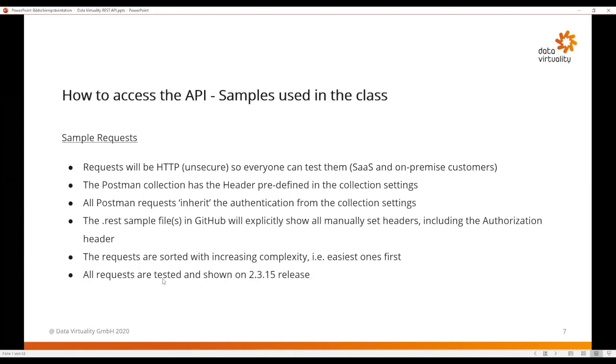Yeah, all my requests have been tested, and I'm showing them now on a 2.3.15 release. The API has been around for quite a while, so I'm pretty sure it's going to work for your particular release as well. If you're not sure, just give us your release name, and then maybe we can find it out. Or even better, upgrade to the next major version, and be sure to enjoy the latest features and also the latest API version.